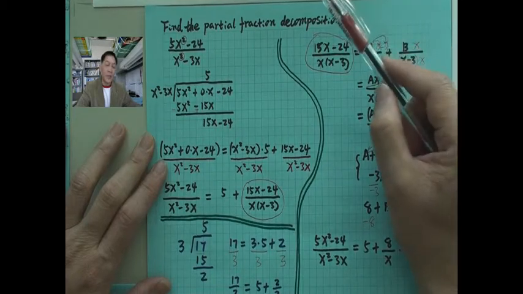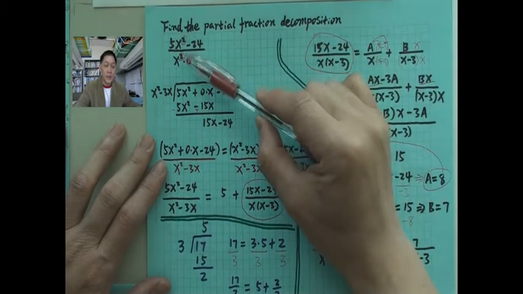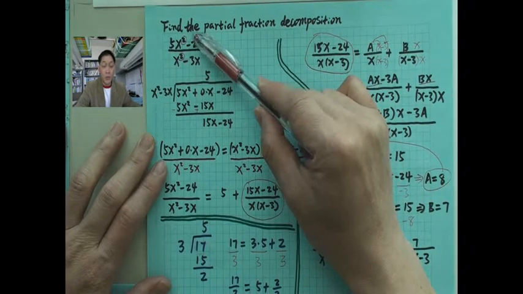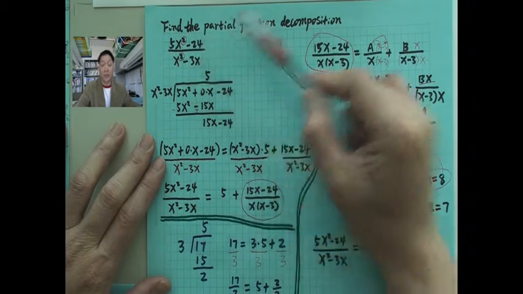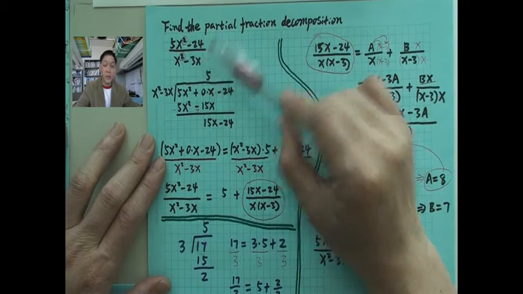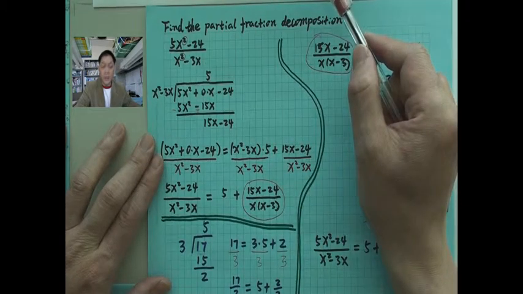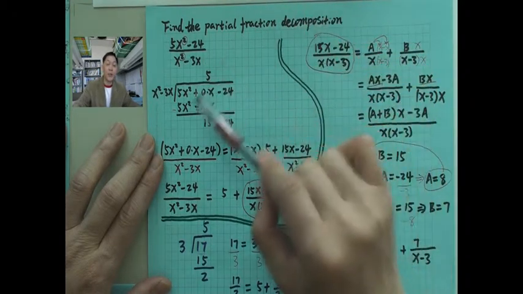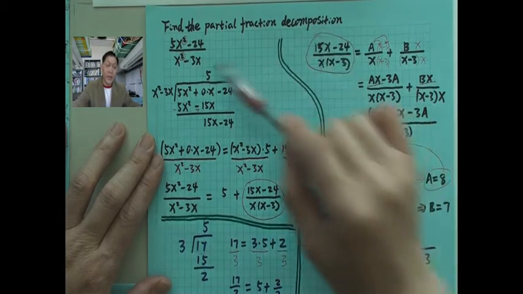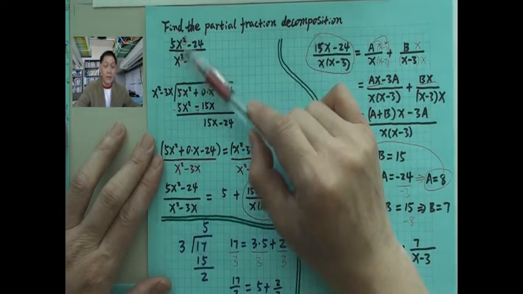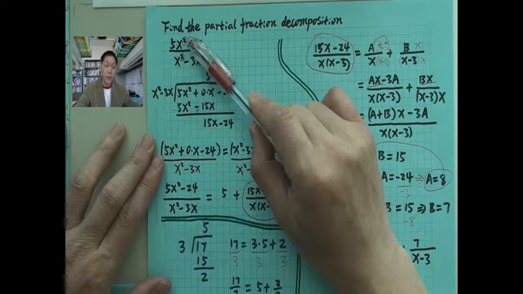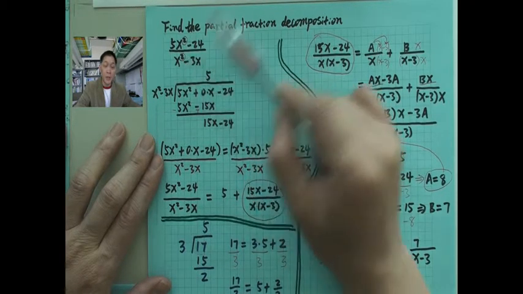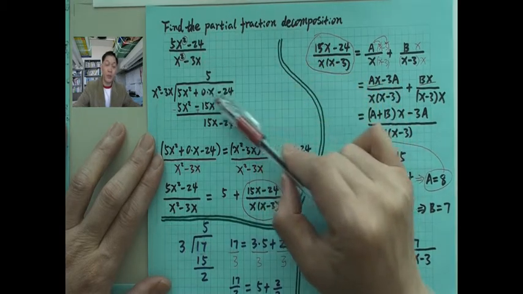So previously, what we dealt with was the degree of the numerator always being less than the degree of the denominator. And in this case, it's different. So we need to do the division if they have the same degree, or if the degree of the numerator is greater than the degree of the denominator. Then we need to do the division first.